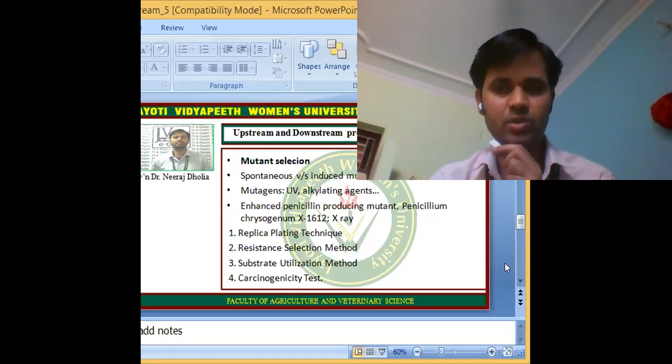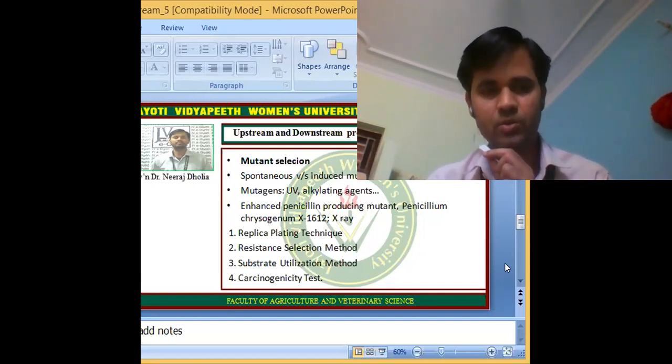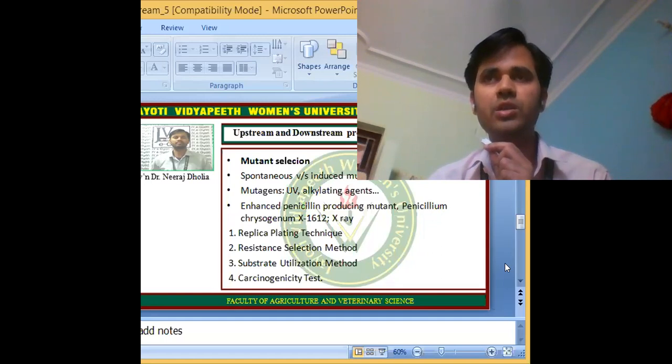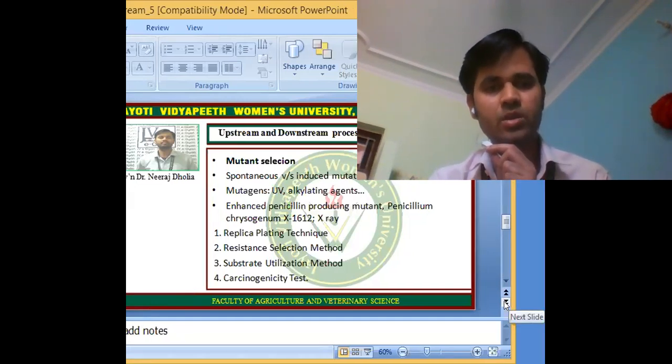Okay, so the next is the carcinogenicity test. This is used to test the potential of any carcinogen. If the carcinogen is generating mutations in the microorganisms or in the bacteria, that means it has the capacity to work as a carcinogen. Okay, so this is the carcinogenicity test.